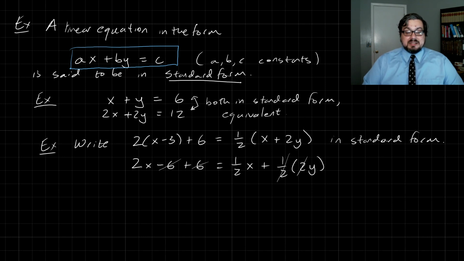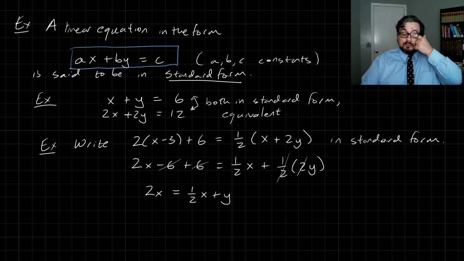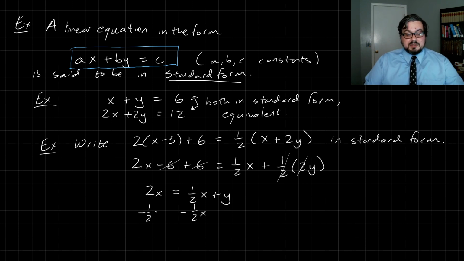And also we've got -6 and 6 that cancel, which gives us something convenient. So we get 2x is equal to 1/2 x plus y. So to get standard form, we'll subtract 1/2 x from both sides. And we'll also subtract y from both sides because we want to get all the x's and y's on the left. Now 2 minus 1/2 is 3/2. So 3/2 x minus y equals 0, and there's our answer.